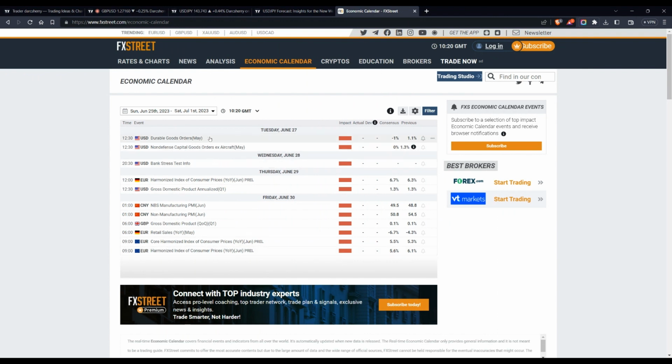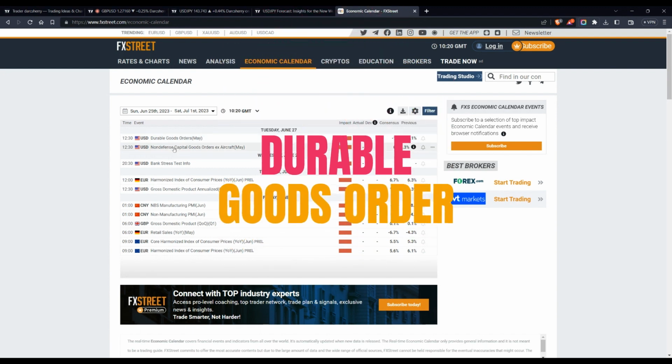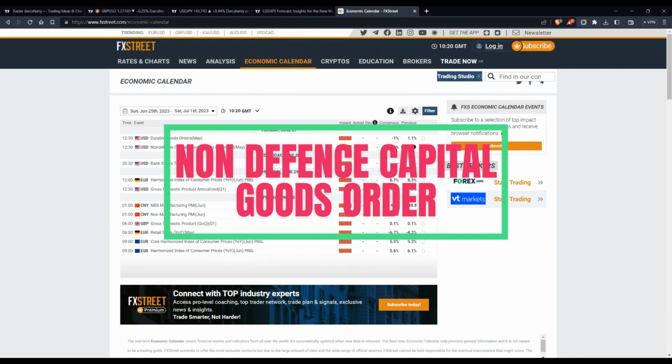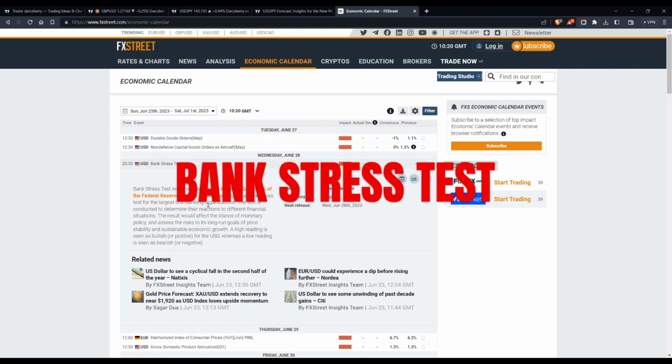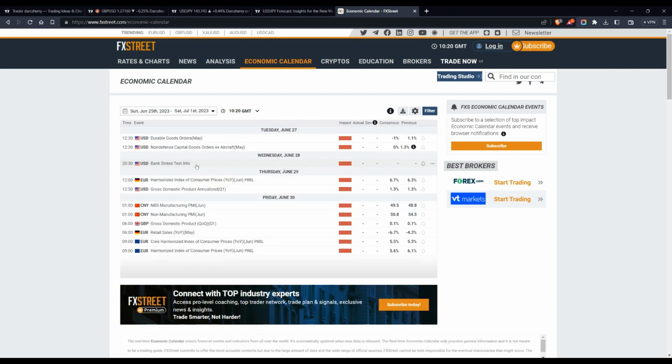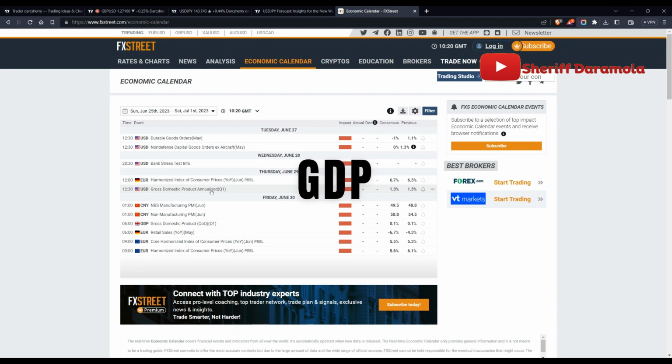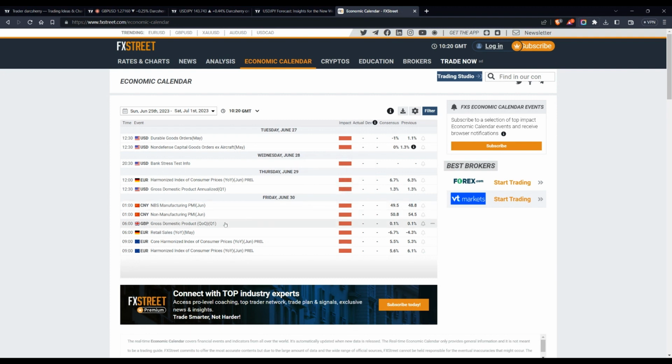So on Tuesday, June 27, we have the durable goods order. We have the non-defense capital goods order, excluding aircraft. And then on Wednesday, we have the bank stress test info, which is a test conducted to determine the bank's reaction to different financial situations, which will also be one event the majority in the market will be looking forward to. Then on Thursday, we have the GDP annualized for quarter one, that is from the US docket. And on Friday, we also have the GDP annualized for the UK economic docket too.